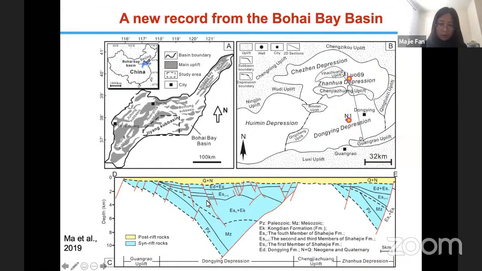And the Eocene sedimentary rocks here are labeled as ES4, ES2+3, and also ES1. We see that they all more or less show a pattern that thickens toward the basin-bounding normal fault. So basically this shows that the basin was a rift basin, and the Eocene rocks that we're going to be looking at were deposited during the active rifting stage of the basin.